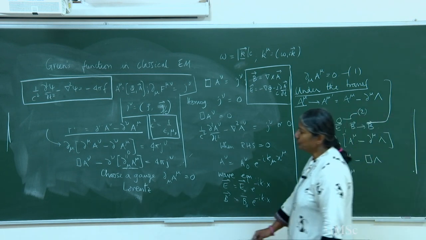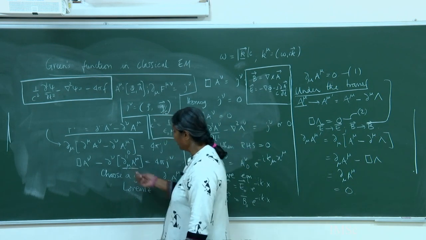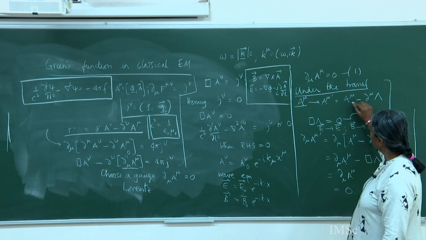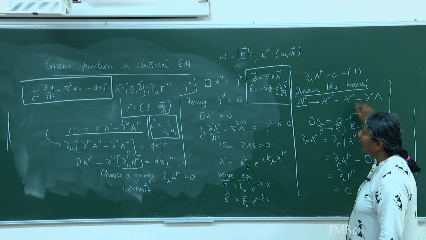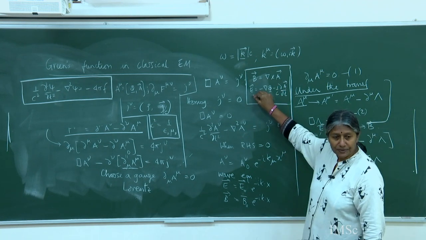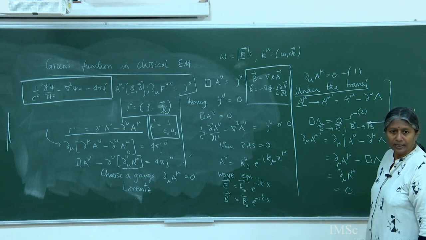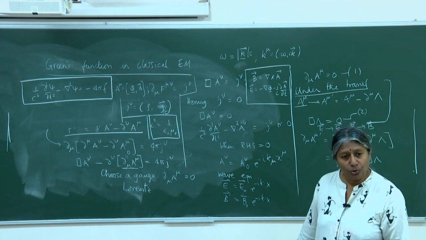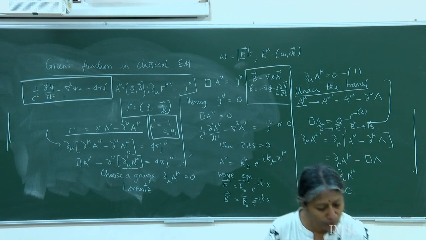See, if I want to choose ∂_μ a^μ equal to 0, under this transformation a^μ goes to a'^μ, which is a^μ minus ∂^μ λ, and the E and B fields do not change, okay. So I am allowed to make this transformation because actually you know the reason why. You have always known it.